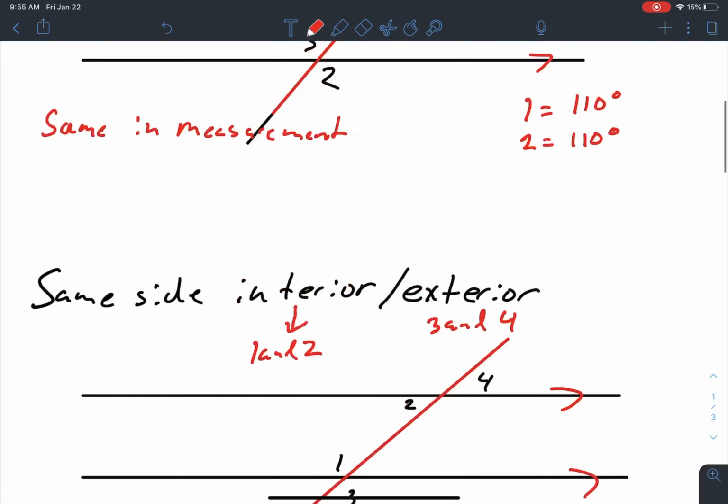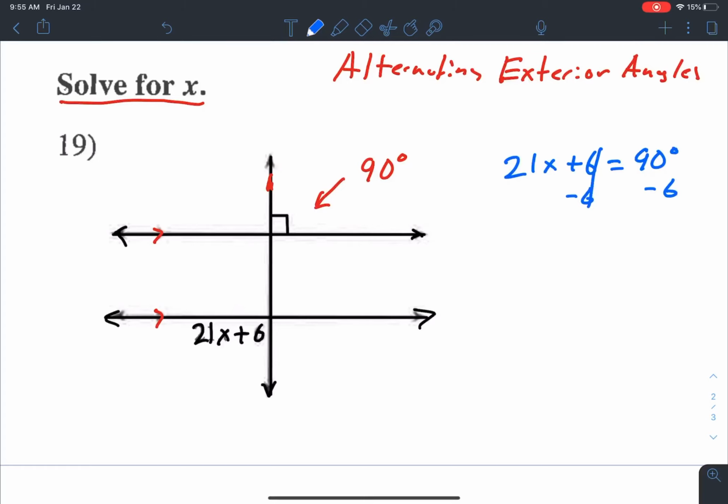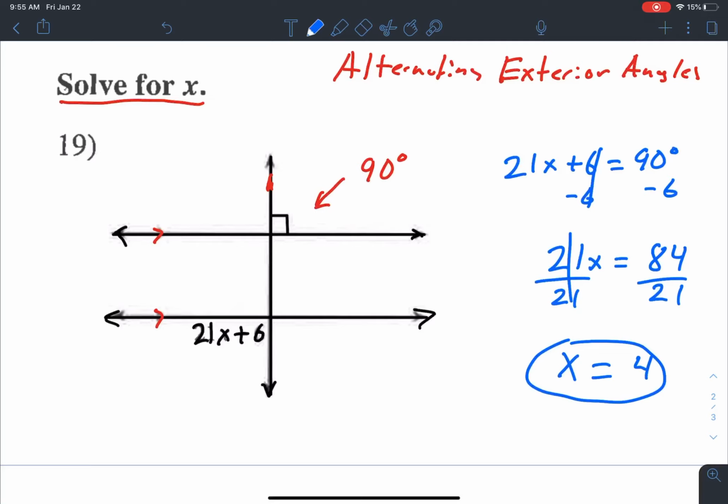Okay, so now we just solve. We subtract 6 from both sides. That cancels that out. We have 21x is equal to 90 minus 6, or 84. Now we divide by 21. That cancels that. We are left with x equals 84 divided by 21, which is 4. So that means that x equals 4. And that's how you do it. All right, email me if you have any questions, and I thank you for your patience.